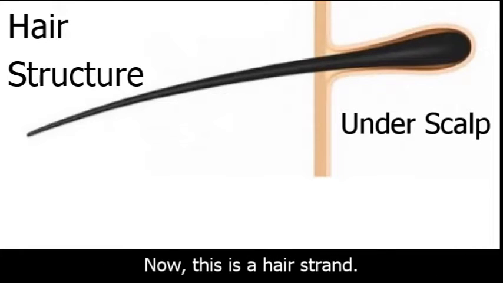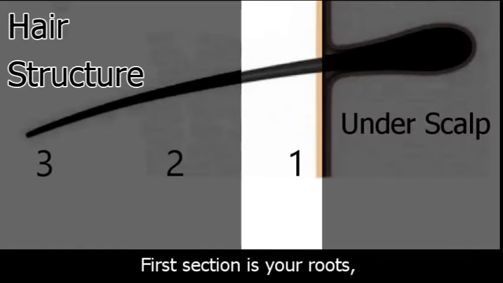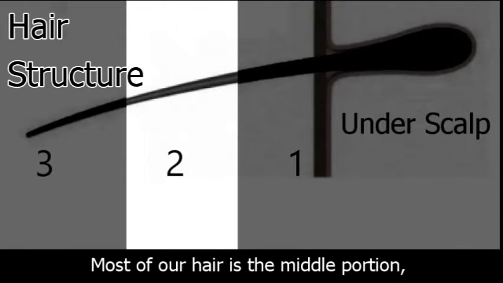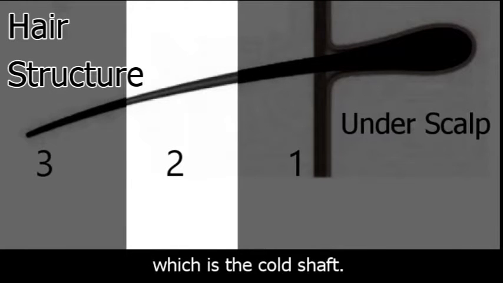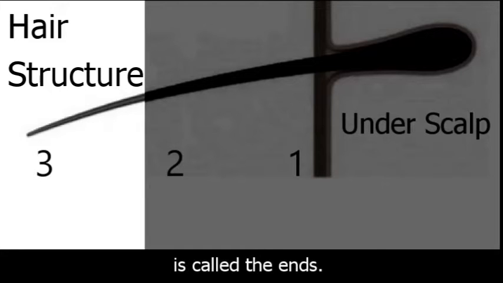Now this is a hair strand. Our hair strands have 3 different sections. First section is your roots, which is roughly a half an inch away from your scalp. Most of our hair is the middle portion, which is the shaft, and the very end, roughly the last half inch, is called the ends.